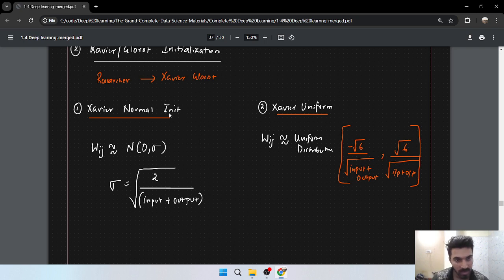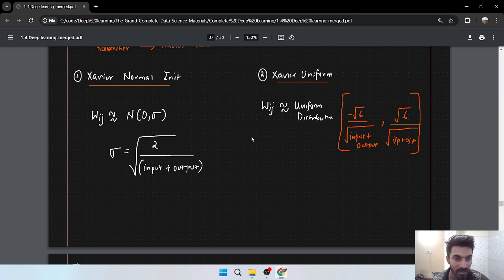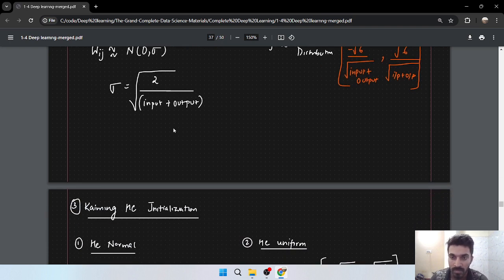So if you are using Glorot normal initialization, then the formula looks like W of ij is approximately equal to normal distribution of 0 comma sigma, and sigma is equal to under root of 2 upon input plus output. It's the formula. You have to remember this. Basically this is the initialization technique. Nobody will ask you, but we have to know this. And if you have uniform, then it will be minus under root of 6 upon input plus output, just like this. In normal, basically we will take 2 upon input plus output, but in uniform we will take 6 upon input plus output.